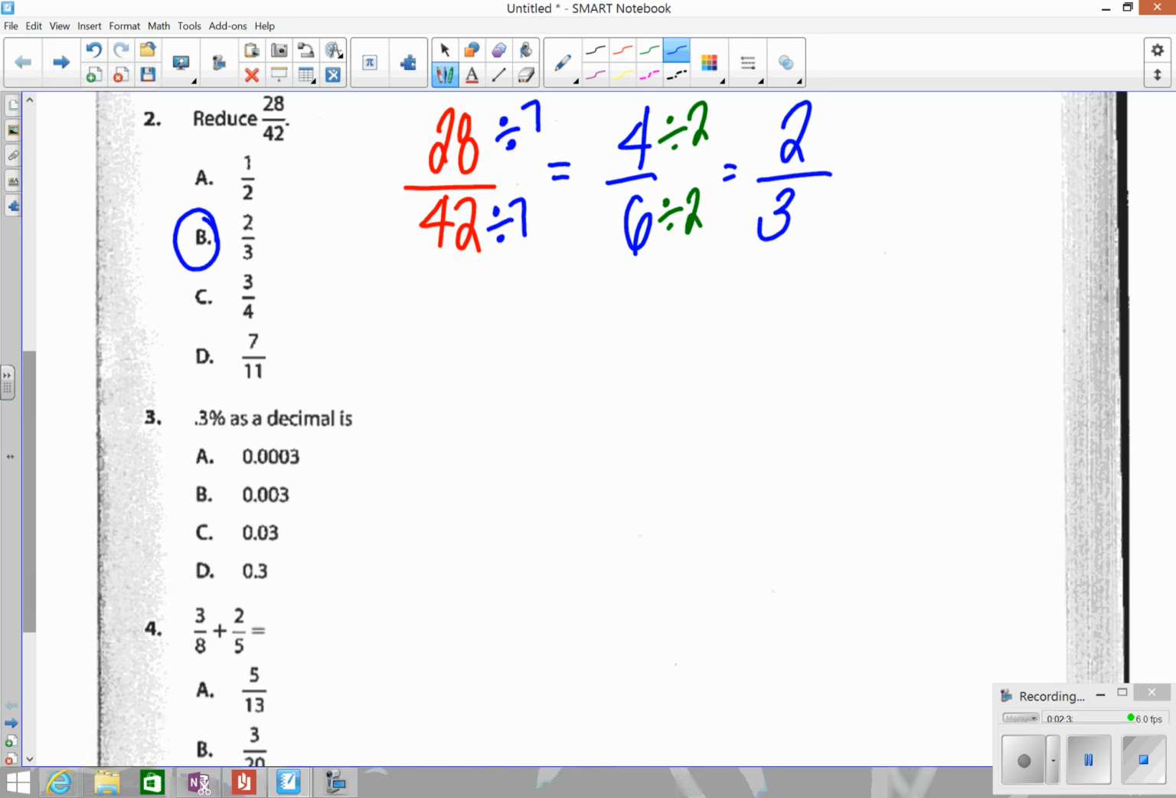The next one here, we want to convert 0.3% as a decimal. Whenever you want to convert a percent to a decimal, you're going to move the decimal point 2 places to the left, because essentially what you're doing is dividing by 100. So 2 places to the left gives me 0.003. So choice B. Since I'm dividing by 100, 2 places to the left is where you move the decimal.